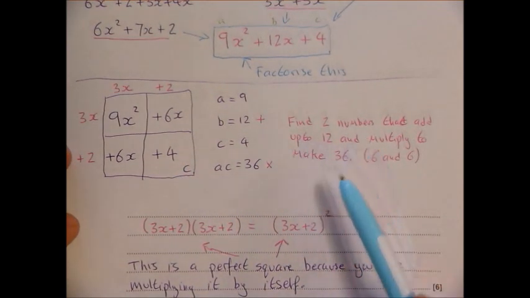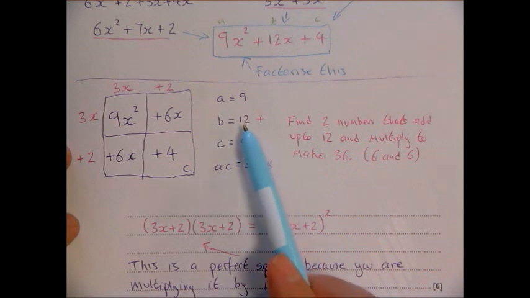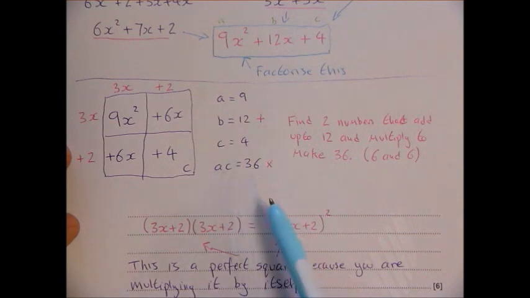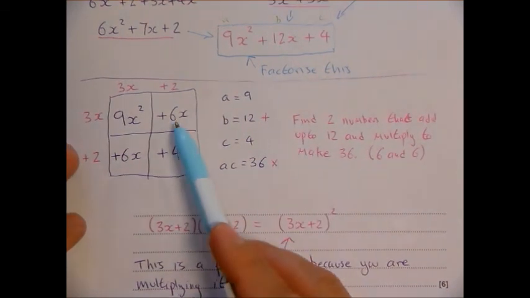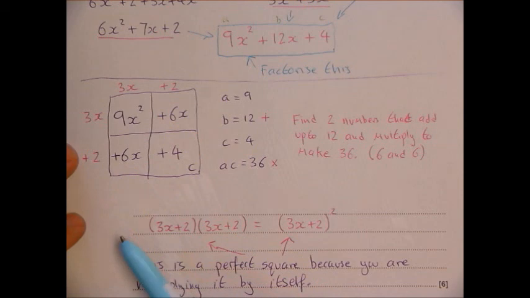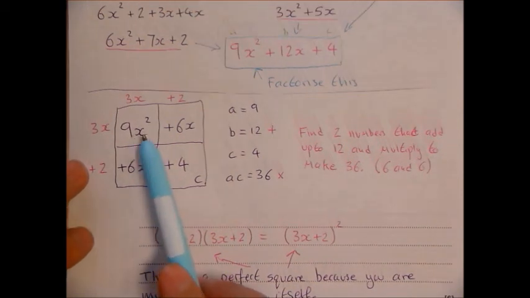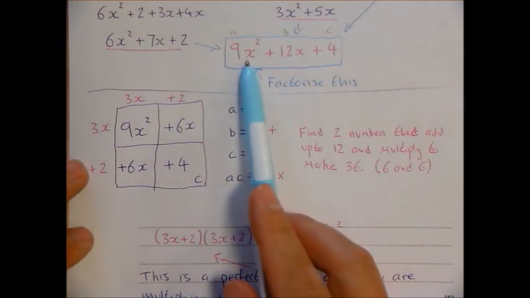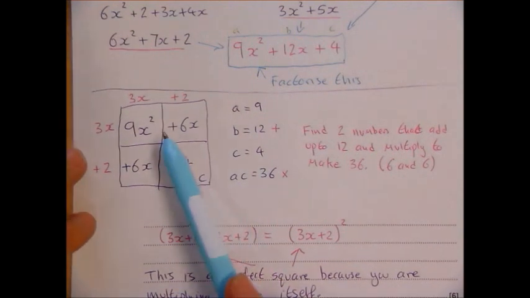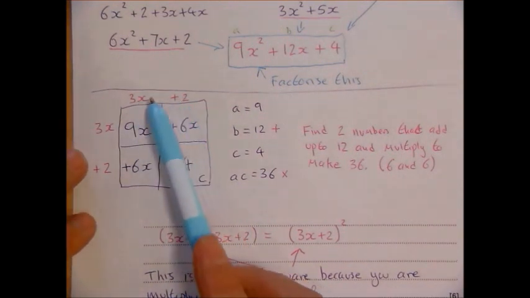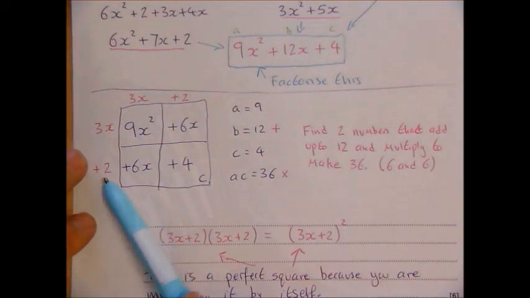Next you need to find two numbers that add up to make B, add up to make 12, and multiply to make 36, which is AC, and those numbers in this case are 6 and 6. So you put plus 6x in there and plus 6x in there, and you know 9x squared goes in here because that's what you've got here. All you need to do then is to work out what numbers could possibly go here and here and here and here to make it work.